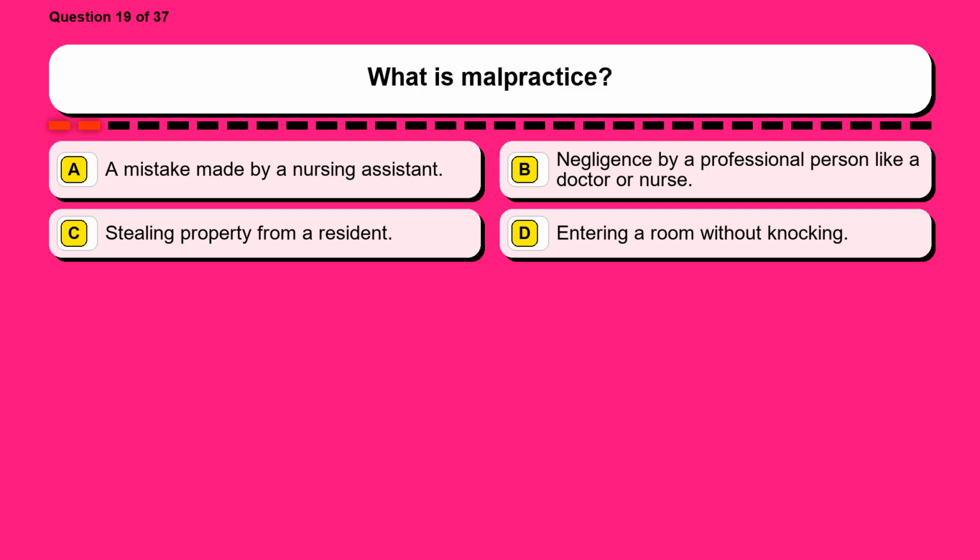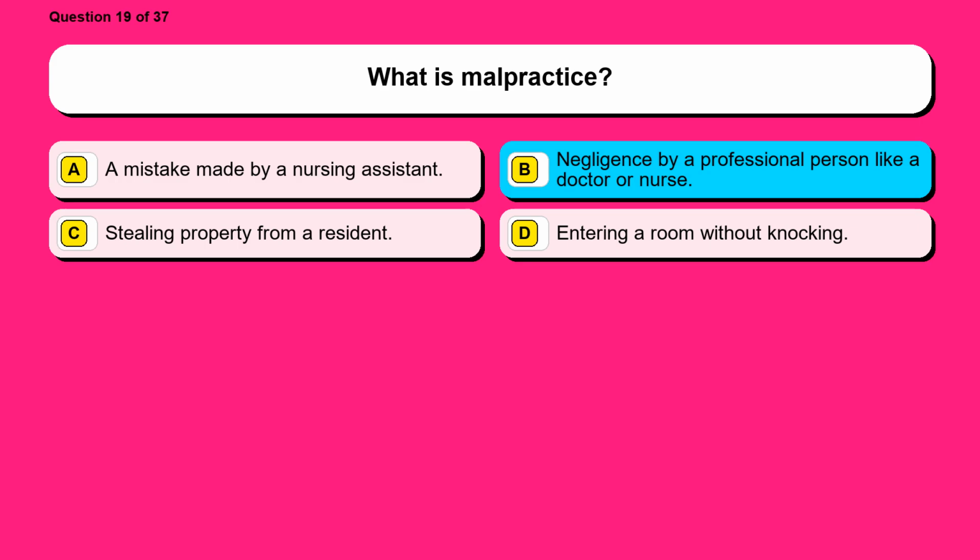Question 19. What is malpractice? Option A, a mistake made by a nursing assistant. Option B, a negligence by a professional person like a doctor or nurse. Option C, stealing property from a resident. Option D, entering a room without knocking.